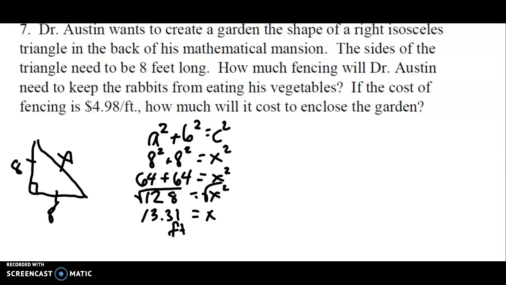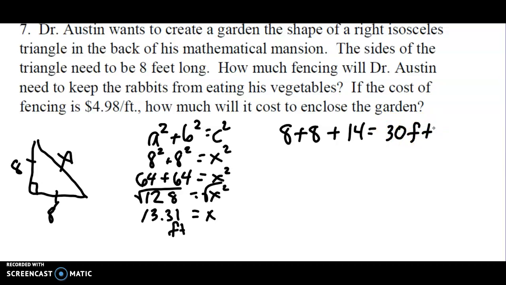So now we want to go back and answer our questions. How much fencing will Dr. Austin need to keep the rabbits from eating the vegetables? That's a perimeter question, so I'm going to add them up. So I have 8 plus 8 plus. Now, whenever you go to the store, you can't walk into the hardware store and say, I want 13.31 feet of fencing. You actually have to get 14 feet of fencing, so I'm going to put 14 there. And we're going to add them up together, and we are going to get 30. So 30 feet is what we need.